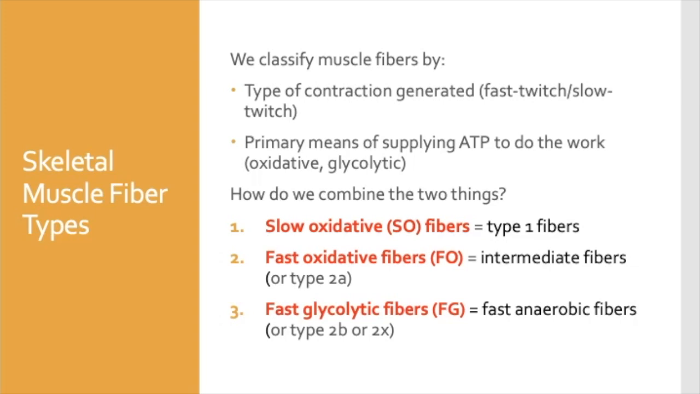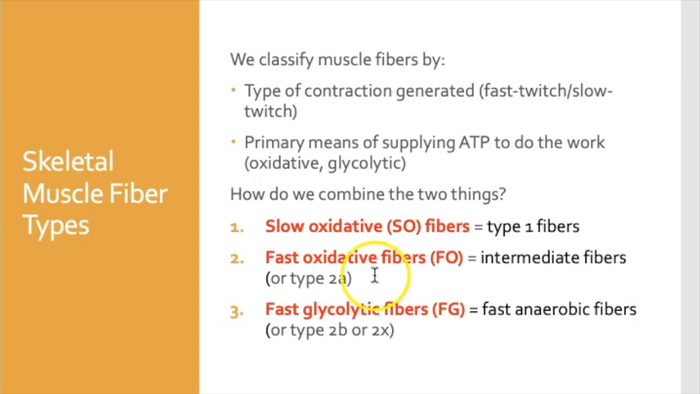Remember, we call them slow oxidative, fast oxidative, or fast glycolytic. Slow and fast, that refers to the twitch speed. Oxidative and glycolytic refers to the type of metabolism that muscle fiber is using to make its ATP.